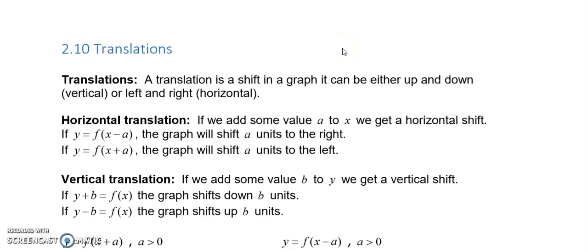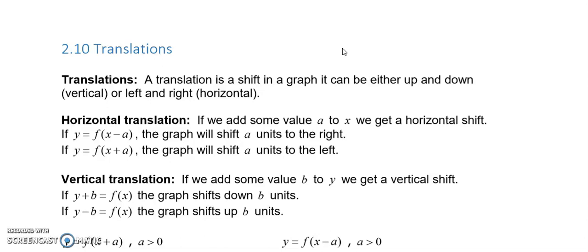Okay, welcome back to our next lesson. This is section 2.10. It begins on page 37 in your notes, and this is something called translations. Now, a translation refers to an actual movement of your graph. For example, you could move it up or down, or you could move your graph left or right.